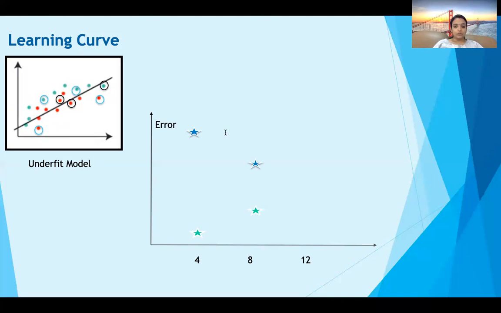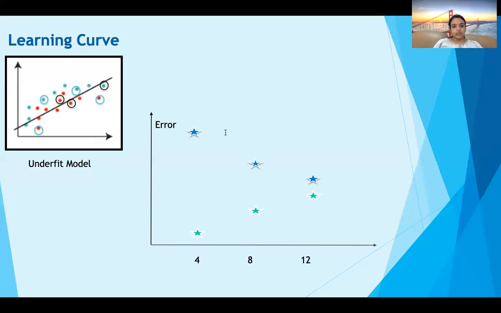Now we'll train with 12 points, and we can see the training error will again increase a bit since it is very difficult to train the model with more points. But the cross validation error will decrease a bit since more data is used to train the model, but it won't decrease too much as it is a linear model which won't fit the data perfectly. So we'll plot the point here.